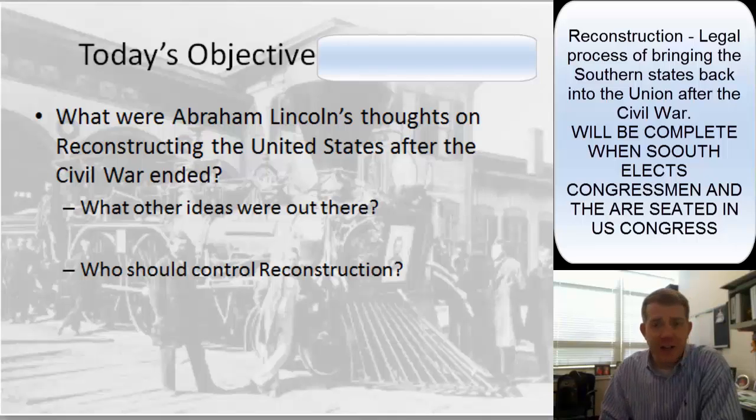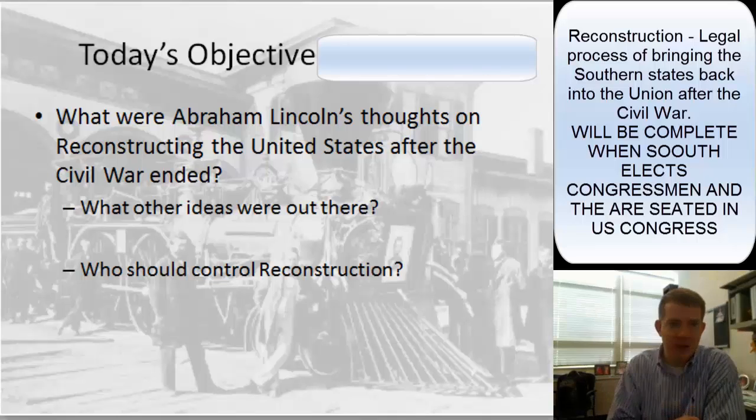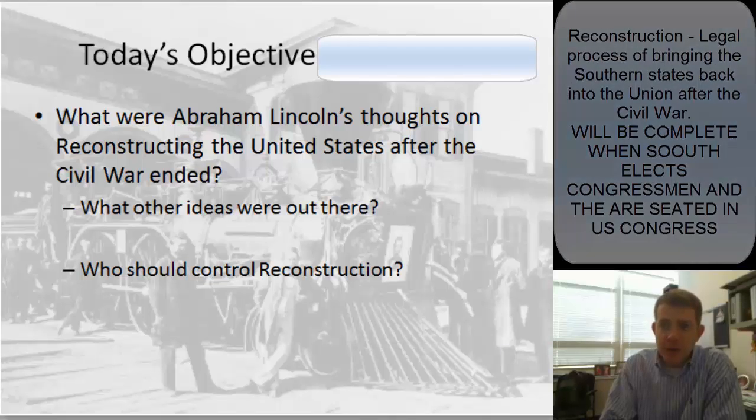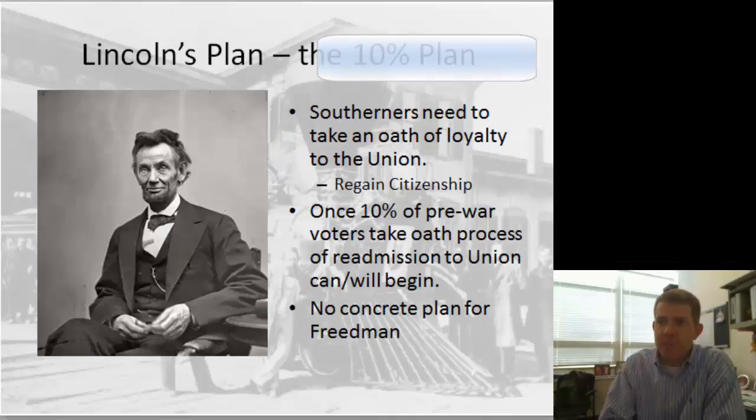This is going to lead us into an activity in class tomorrow, which will walk through some of these questions, and you'll get to give your own input as to what you're thinking based on what you know, what you're learning here tonight, and some information that I'll give you in class tomorrow. So let's take a look at Abraham Lincoln.